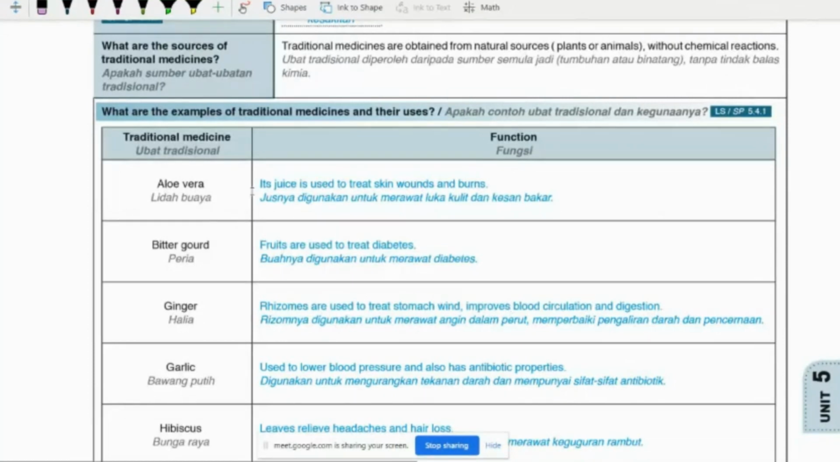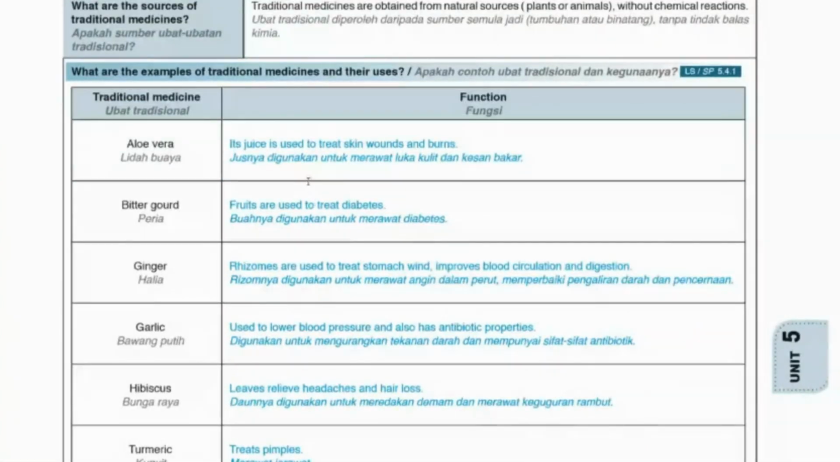So aloe vera, its juice is used to treat skin wounds and burns. Let's say you accidentally burn your skin, right? You can use the aloe vera to treat it. And some wounds, you can use it to treat as well. Bitter gourd, the fruits are used to treat diabetes. So it's very good, bitter gourd.